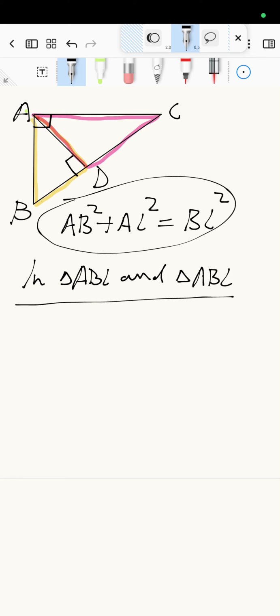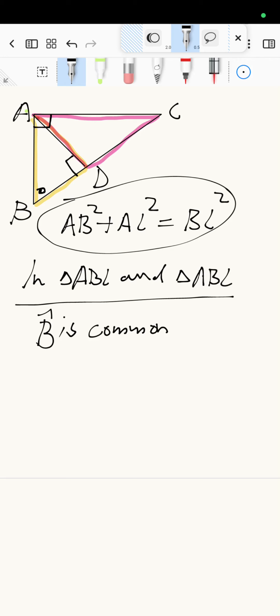When we do that statement, we're just mentioning what we're working in. The order of the letters doesn't matter over here. The order of the letters will matter when we write out our similarity. In those two triangles, the first thing I want us to note is the angle B. Angle B is common. Angle B exists in both of those triangles.